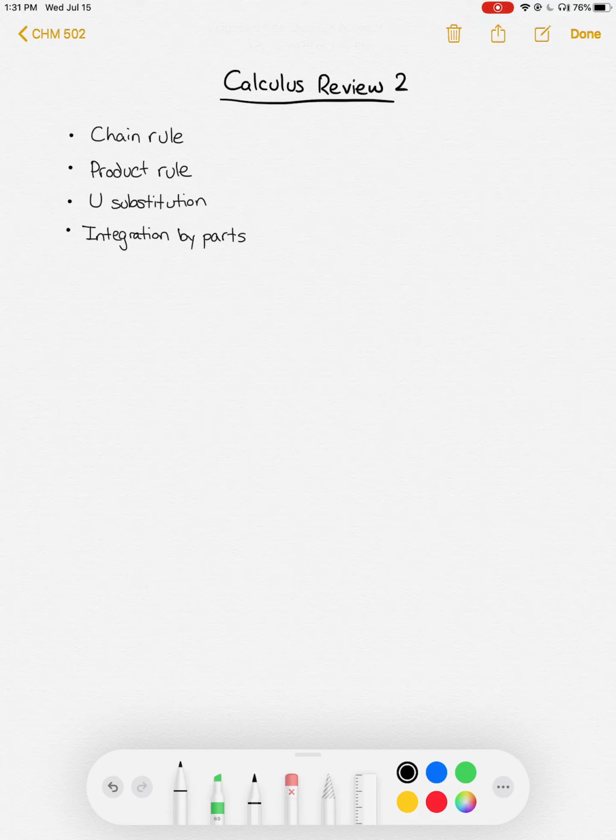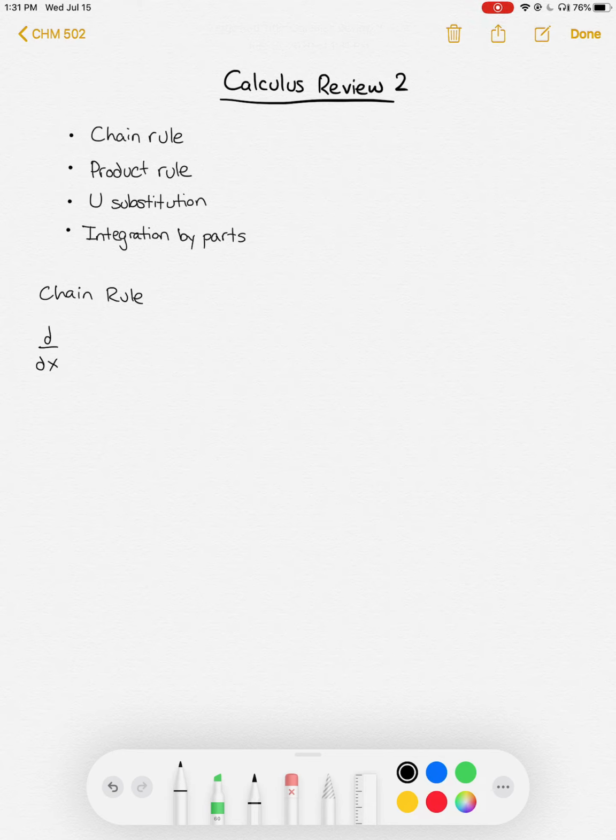So let's start off with the chain rule. The chain rule is going to be useful when you're trying to take the derivative of a function, and inside of that function is another function. That's not simply x that we're trying to take the derivative with respect to. So we can write out a formalism for this.